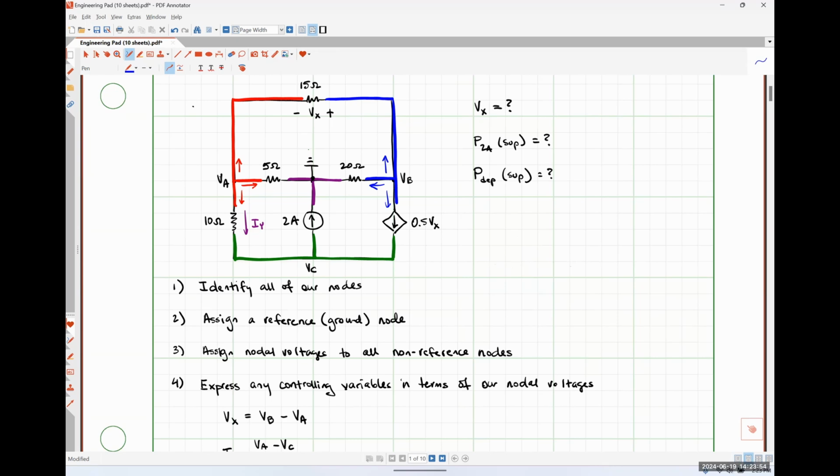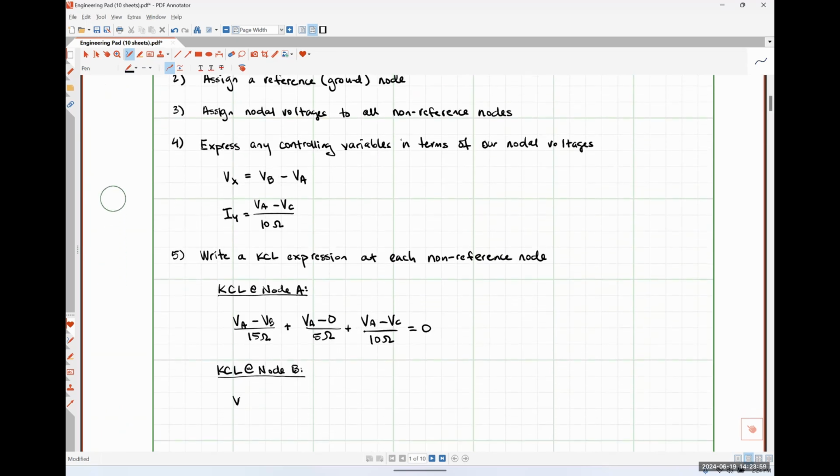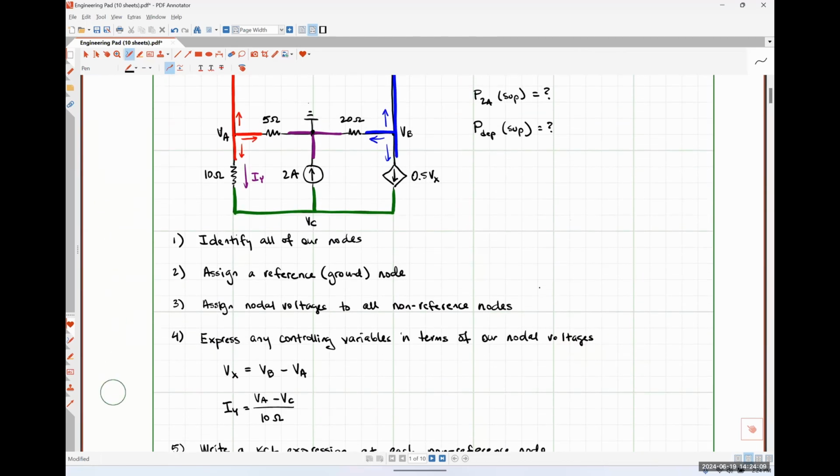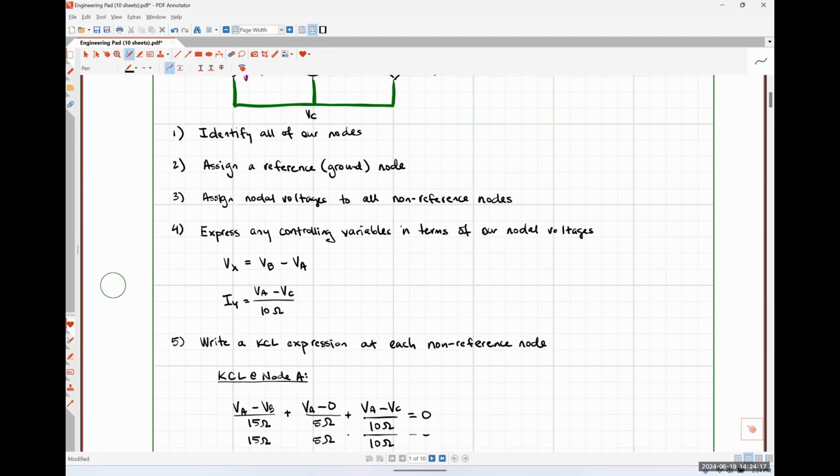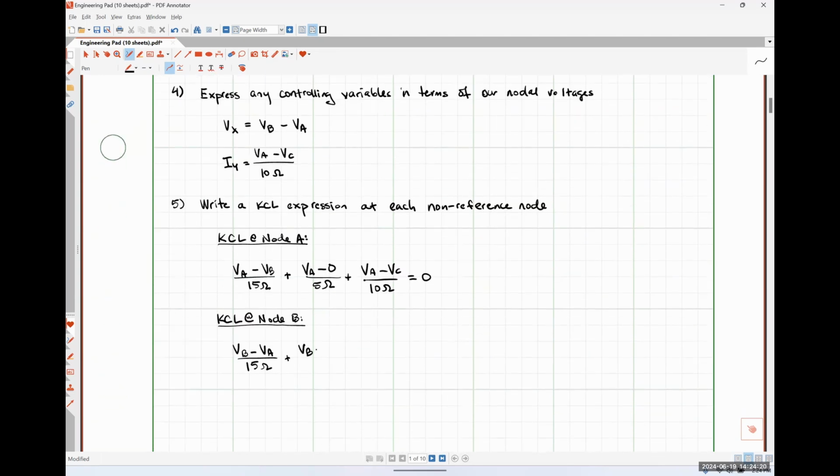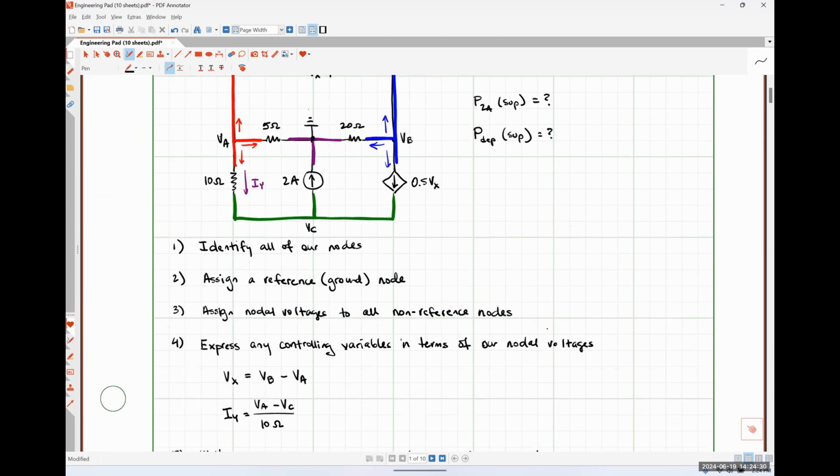VB minus VA over 15 ohms. Exactly correct. Now let's do the current flowing to the left through the 20 ohm resistor. Somebody else tell me what that's going to look like. VB over 20 ohms. Exactly correct. So VB, I'm going to put explicitly here minus 0, but you could just as easily leave this out, divided by 20 ohms. And then lastly, we've got something a little new here.